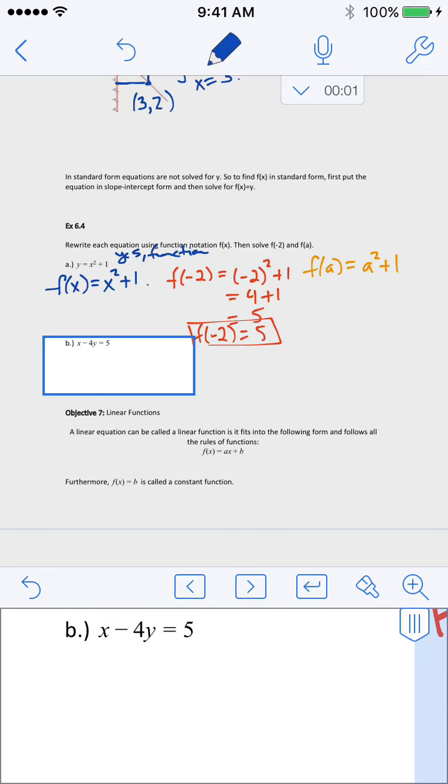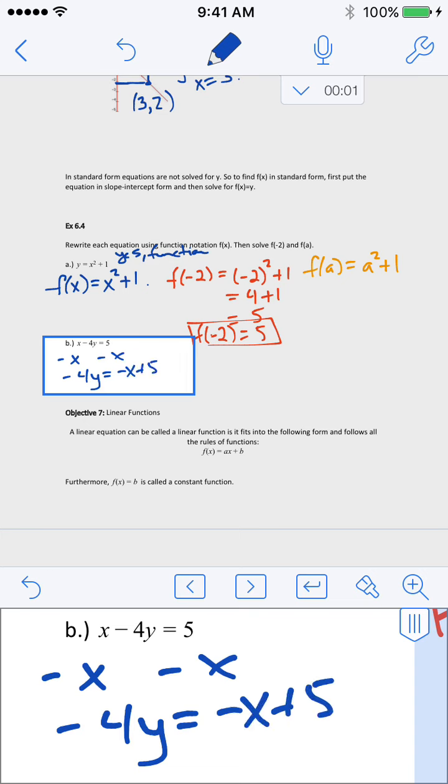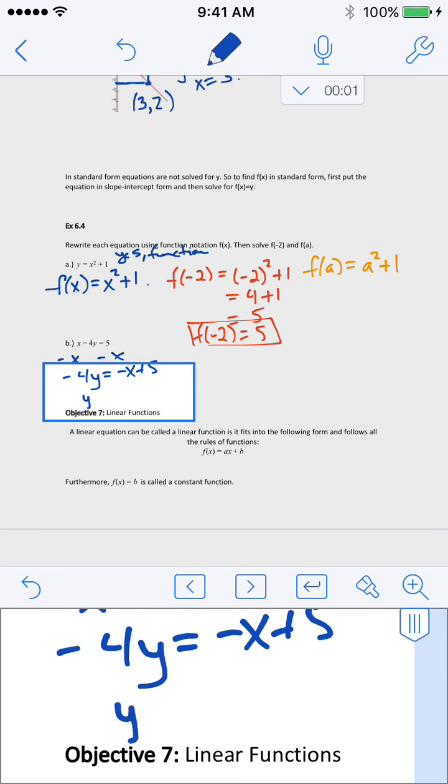So instead, why don't we just start by rearranging it, and then we can really tell whether it is a function or not, right? Because we're not just going to throw in that f of x willy-nilly. Let's go ahead and rearrange it. So subtract x from both sides. Get negative 4y equals negative x plus 5. And then divide by negative 4, you get y equals positive 1/4 x plus 5/4. Awesome.